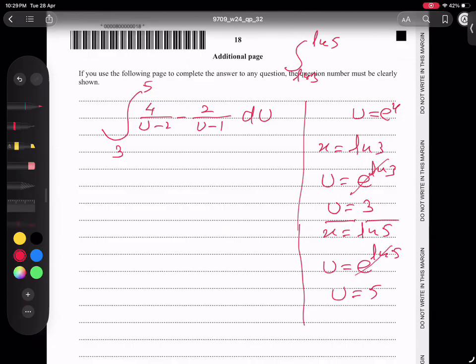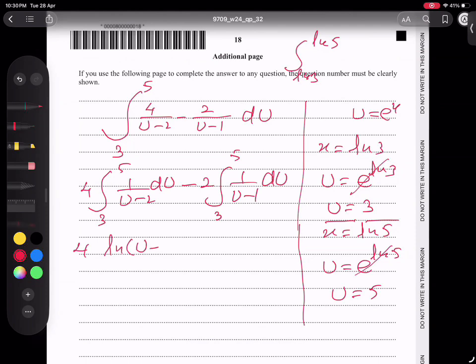Now students, I'm going to integrate it and get the answer. I can do the integration separately. So 4 outside and 1 over u minus 2 du, and 2 outside, 1 over u minus 1 du. And the limit is 3 to 5. All right. What is the formula, students? The logarithm of u minus 2, limit 3 to 5. Same here, the logarithm of u minus 1, limit 3 to 5.